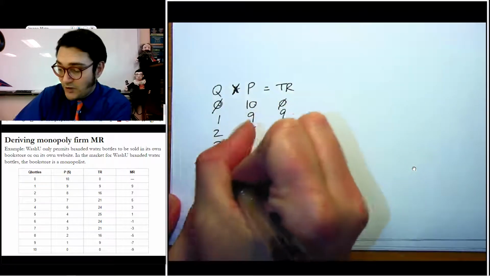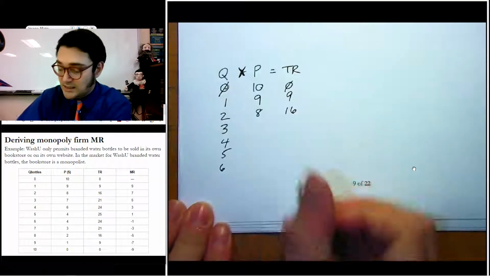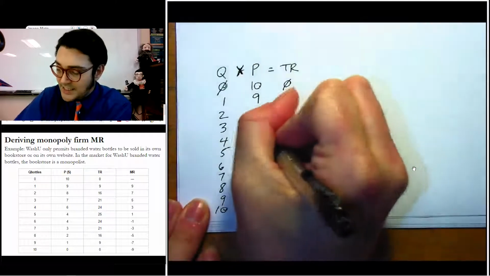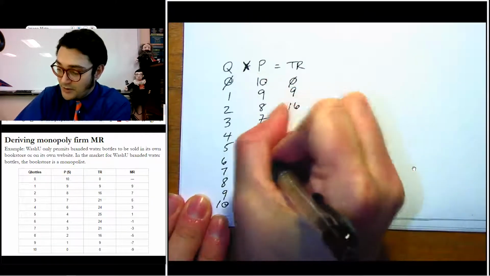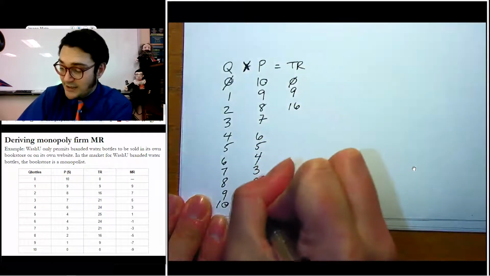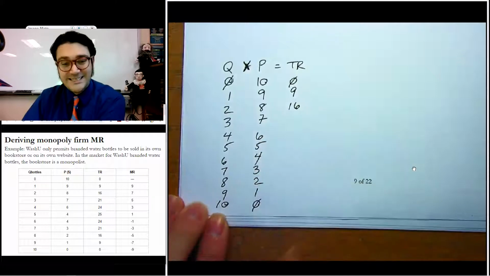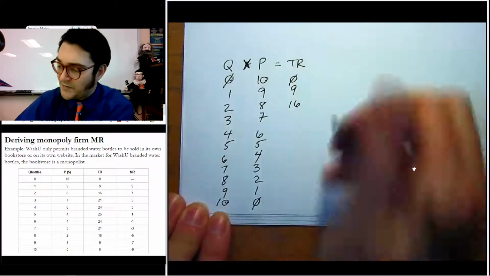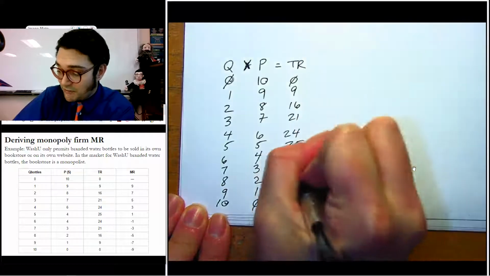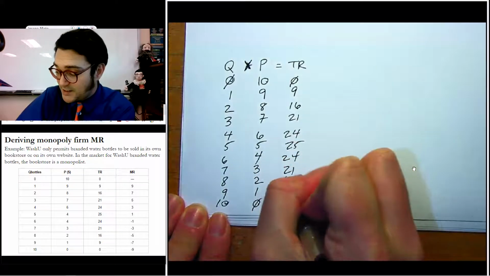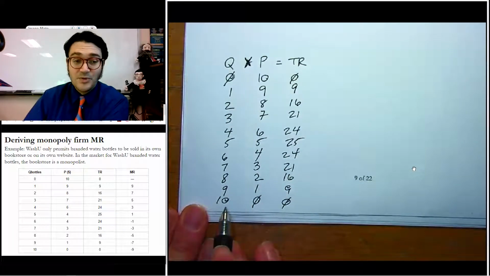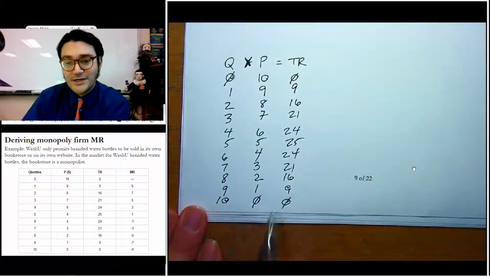Now, this should look somewhat familiar because we did this back when we looked at elasticity. We did this idea that if the price goes lower, then you sell more units, and it told us stuff about the elasticity. So we used this same data set for that. But we're going to go ahead and fill out the rest here: 25, 24, 21, 16, 9, and 0. So this is telling us, if you lower the price to 0, 10 people will walk in and get a free water bottle, but you won't get any total revenue.